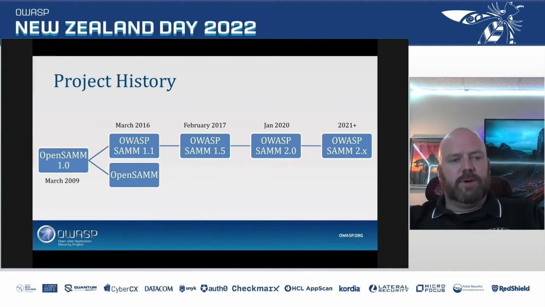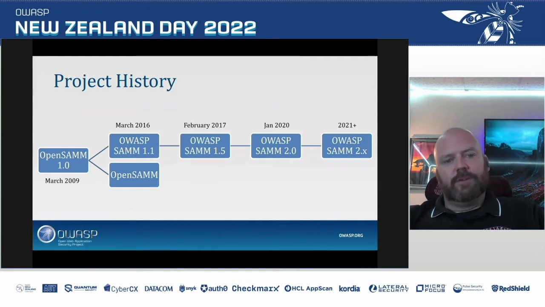So OpenSAMM 1 was published in 2009. It was well thought out, well done, but it pretty much sat there for a number of years. And then an OWASP project got together to try and revamp SAMM. Pravir wanted to keep the OpenSAMM name for some potential future stuff. So essentially OWASP SAMM, which we now work on maintaining and upgrading, is technically a fork of OpenSAMM.